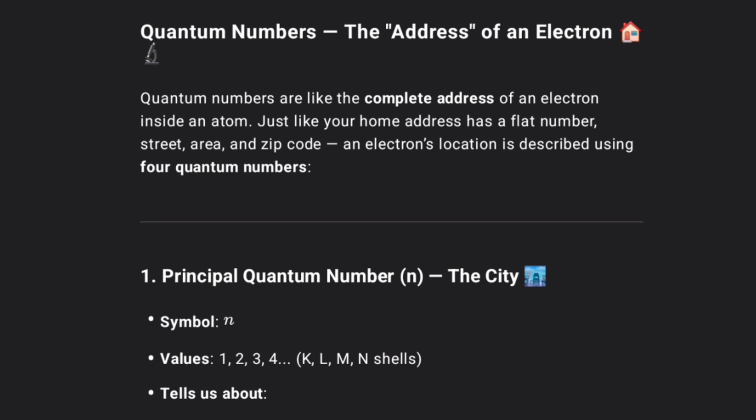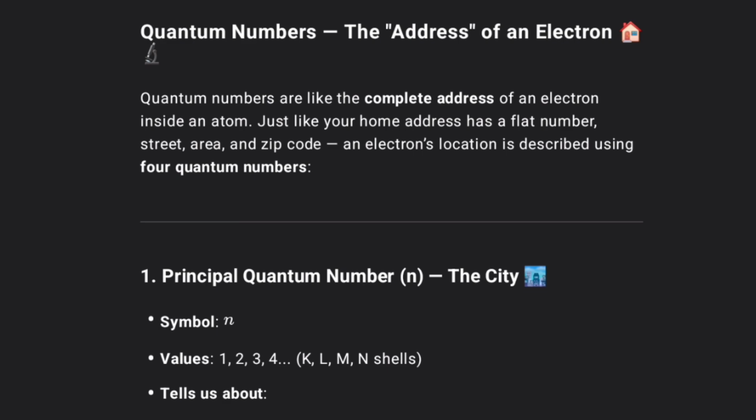Quantum numbers, the address of an electron. Quantum numbers are like the complete address of an electron inside an atom. Just like your home address has a flat number, street, area, and zip code, an electron's location is described using 4 quantum numbers.